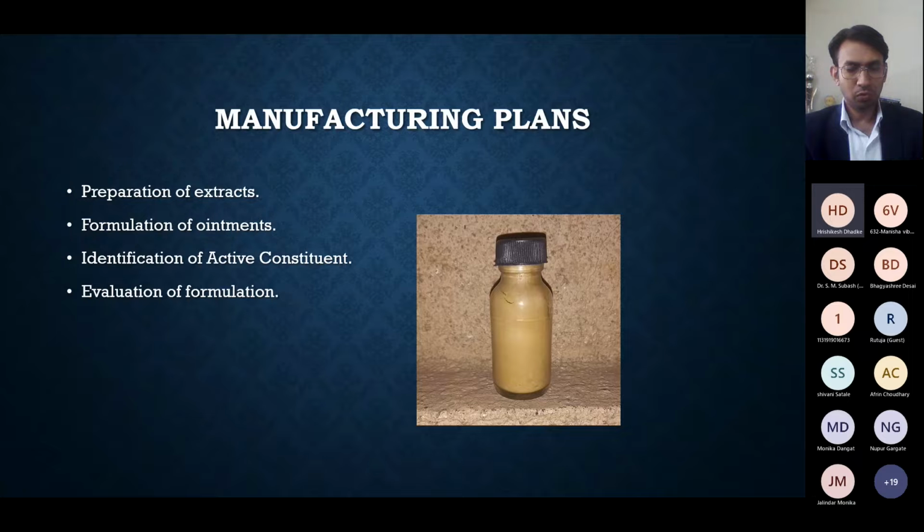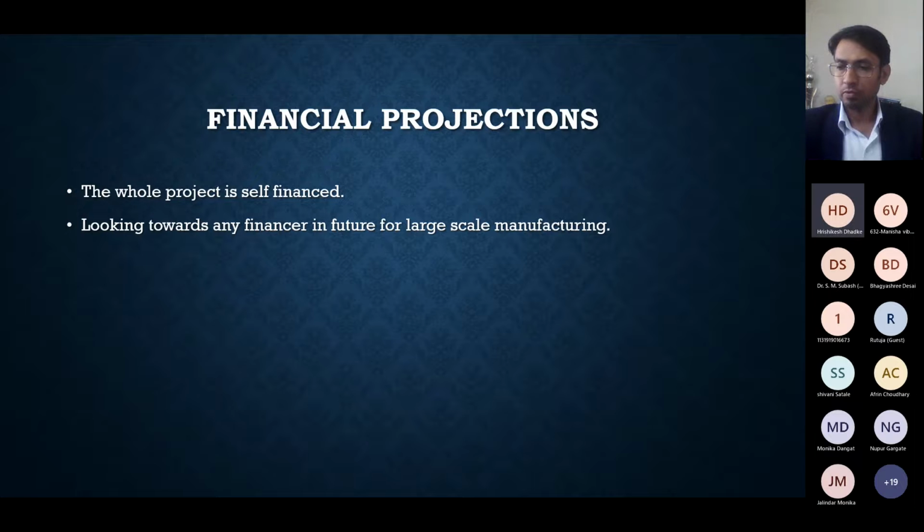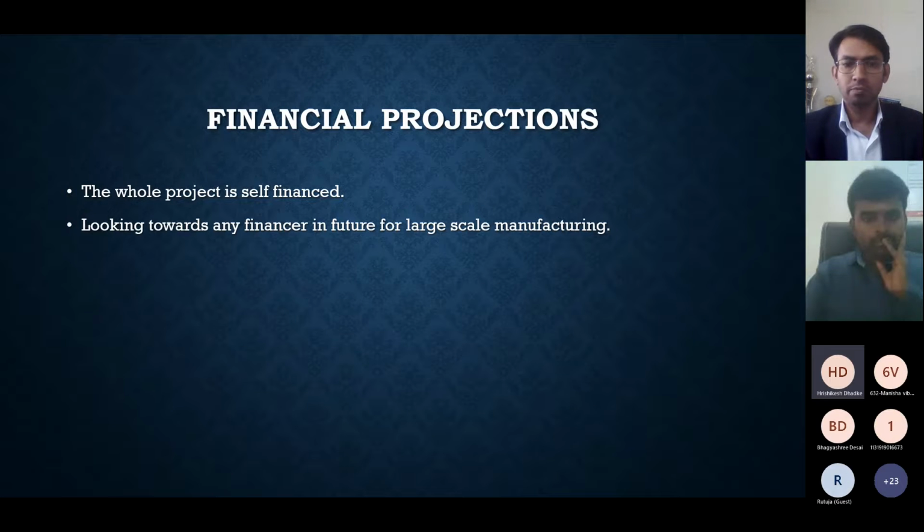As per the research papers that we have studied, antioxidants are the most responsible for wound healing. So by this process, we are going to find out what type of constituents is most useful for the wound healing process. Then the evaluation of the formulation. Then the financial projection. This whole prototype has been self-financed, and we are looking for a financer in future for large scale manufacturing. Before that, we are planning to combine it with allopathic drugs so that we can minimize their side effects and achieve higher bioavailability of the drug.